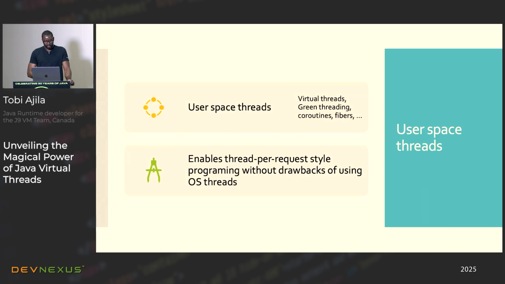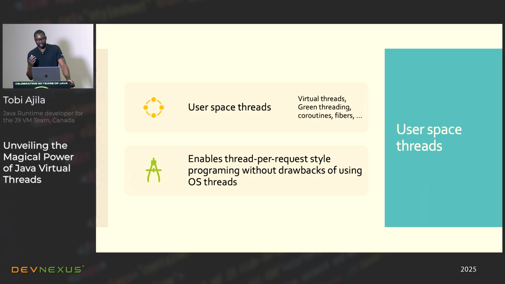So what we really want is the simplicity of a thread per request style of programming. And ideally, we don't want to pay the performance cost of creating a new OS thread every time. So fortunately, this is a bit of a solved problem. There's a concept of user space threads that have existed for quite some time. In fact, in the early days of Java, there was something called green threading, where you could map multiple Java threads to a single underlying JVM thread.